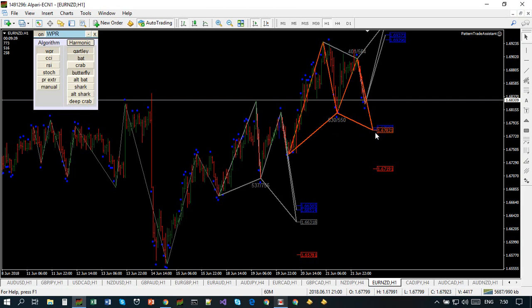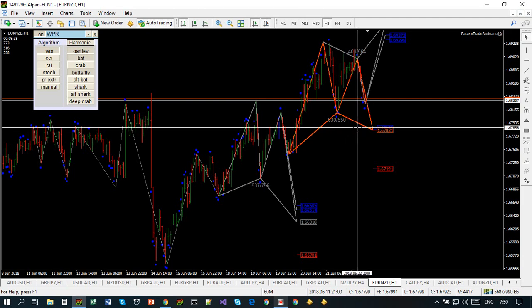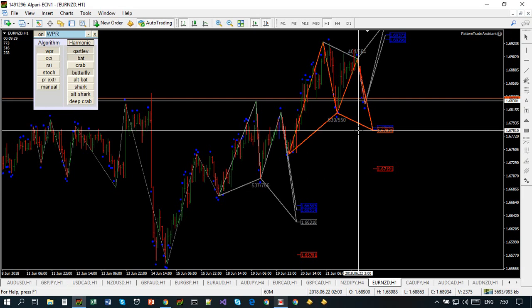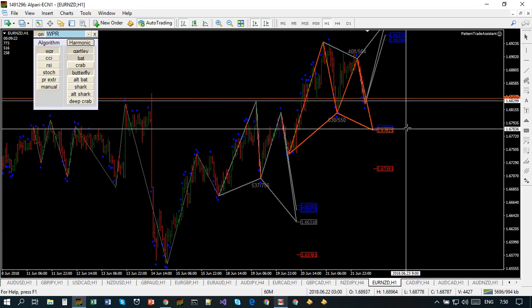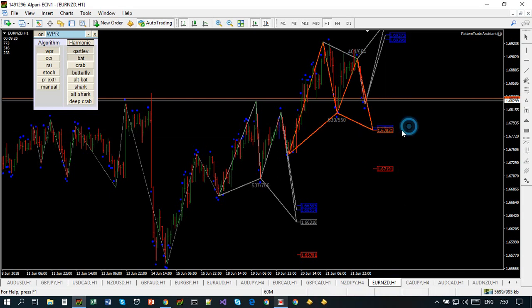Okay, keep an eye at this level. A very tight reversal zone between these two. AB equals CD pattern, BC inversion, and 786 XA retracement. So they have very tight reversal zone, may act as a good support level. And I also like it this way. I like it this way as well.